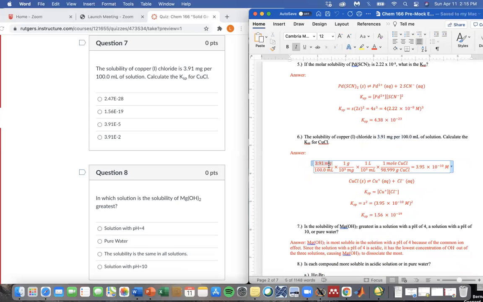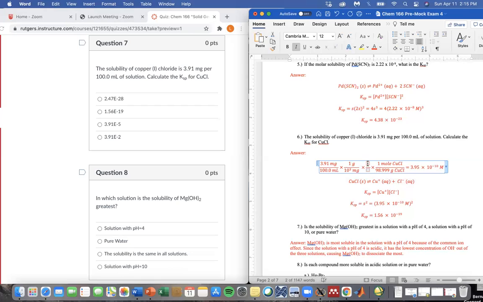And so in order to figure out the molar solubility of copper chloride, you first need to make sure that your units are okay. So first get everything into grams. So you divide by 10 to the third, and then divide by 10 to the third again because you're in milliliters. Or actually it should be the opposite here. It should be 10 to the third milliliters over 1 liter. So let me make sure that I didn't mess up the calculation.